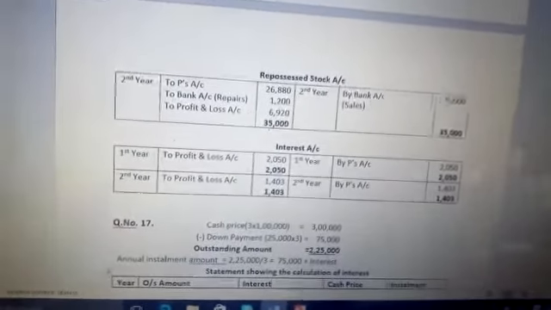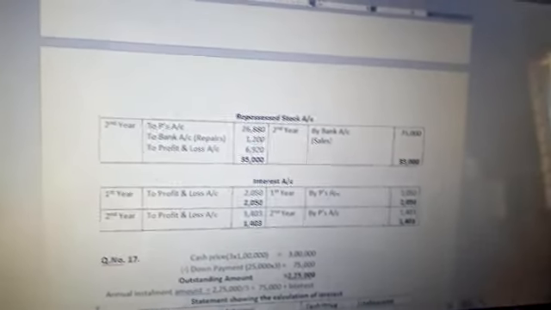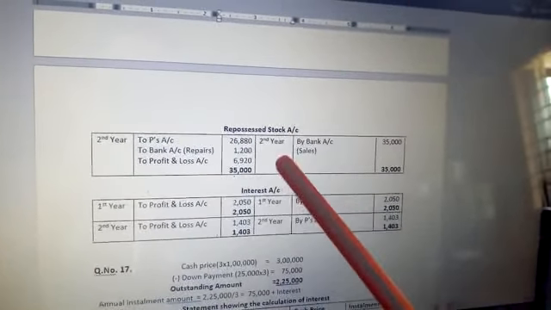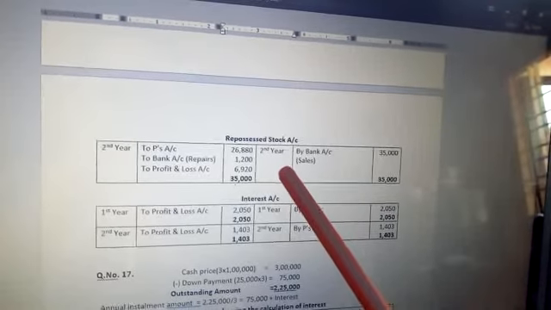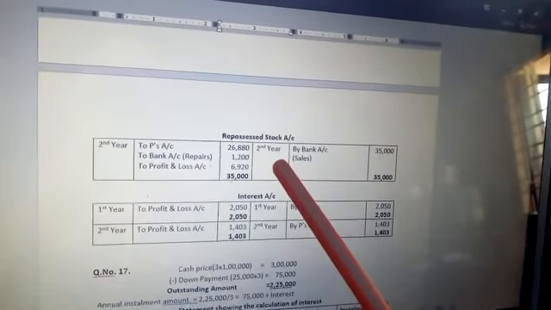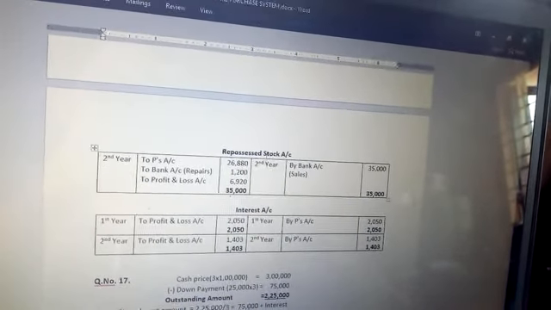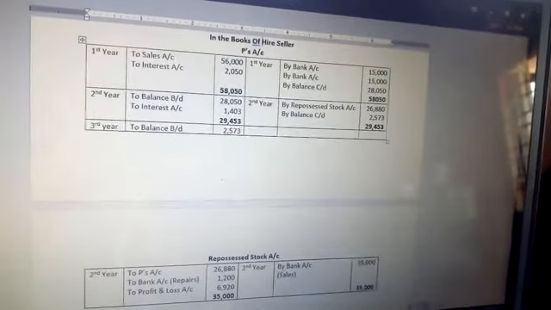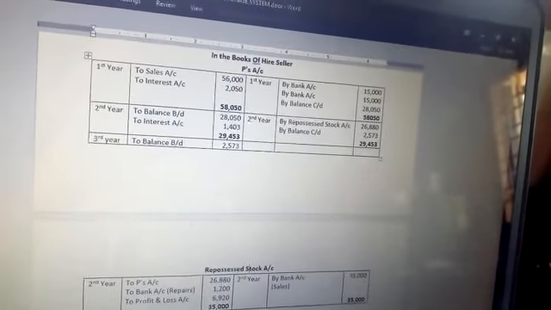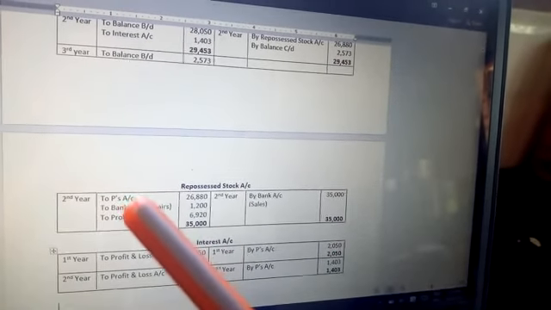Next, in the books of hire seller, if there are any adjustments relating to repossessed stock, we need to prepare the repossessed stock account. Repossessed stock will come only in the year of default. Year of default is the second year. First one, to P's account. See here, repossessed stock account debtor to P's account.